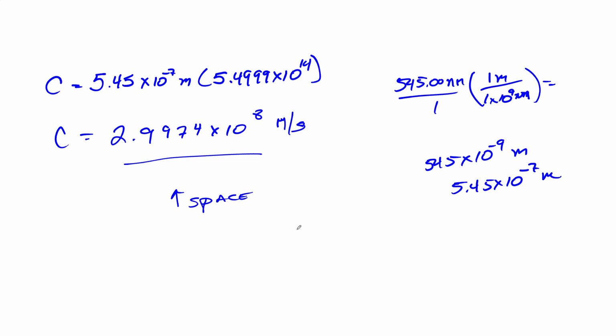All right, remember that c is equal to lambda times frequency. If you need frequency, divide c by lambda. If you need lambda, c divided by frequency. You guys should be able to run all these.